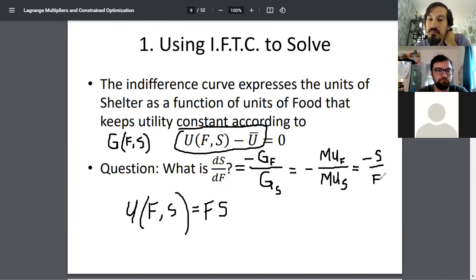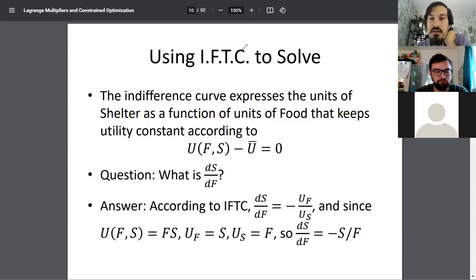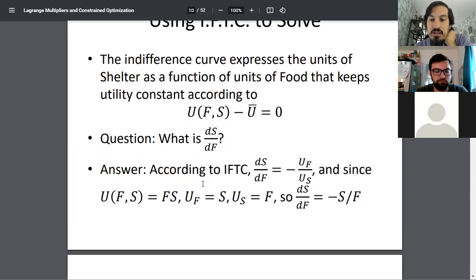Is this right? I'm sorry, let me get rid of my drawings. Okay, so this is what I had annotated, written out in a little bit nicer way to see it. These are just the partial derivatives. So we get this ds over df is equal to negative s over f. That's the slope of the indifference curve at this point.